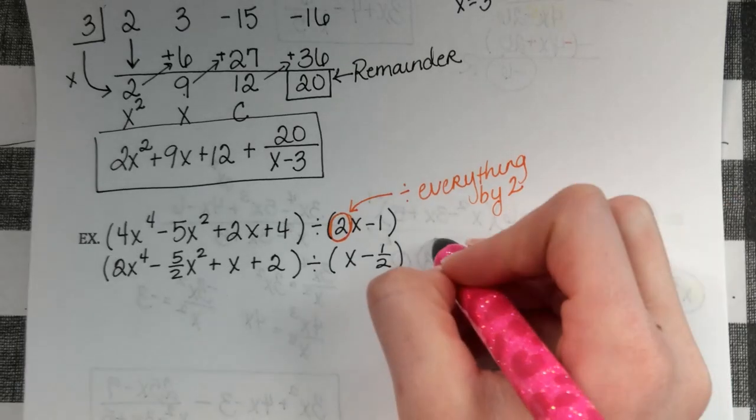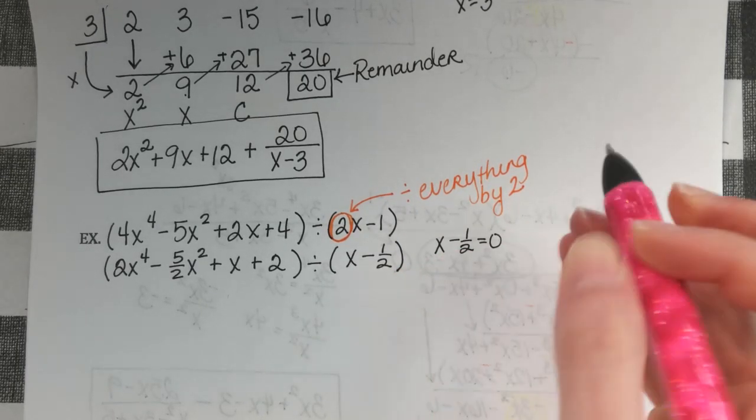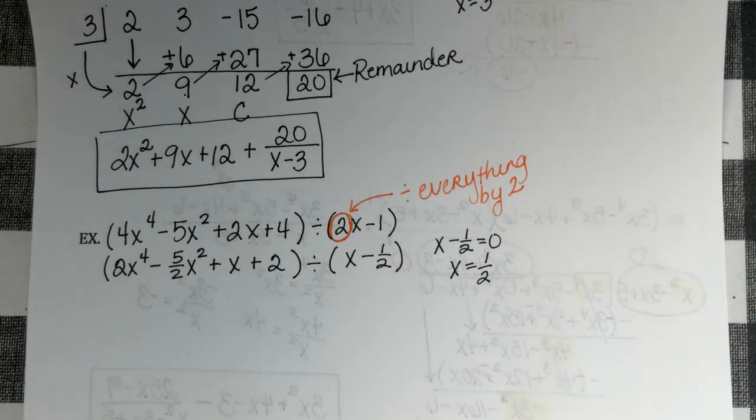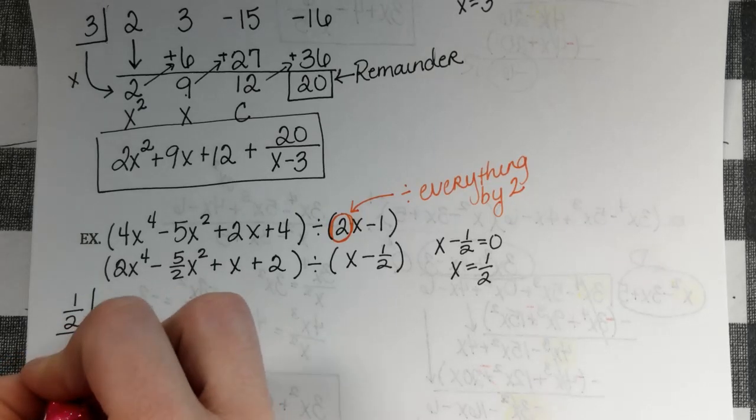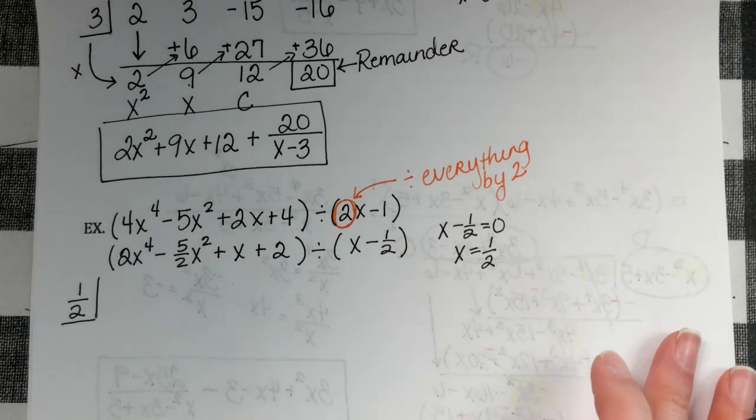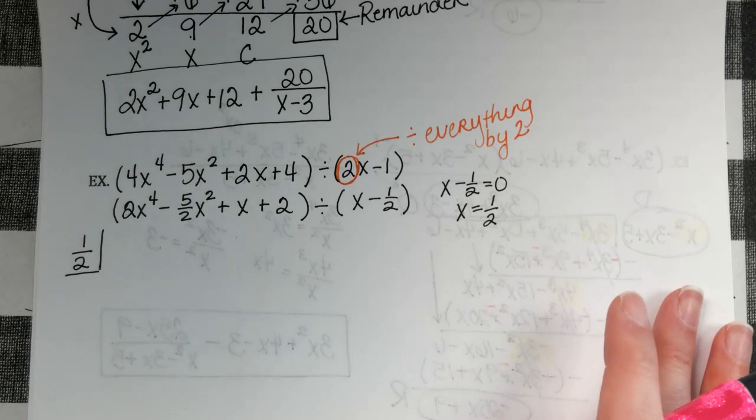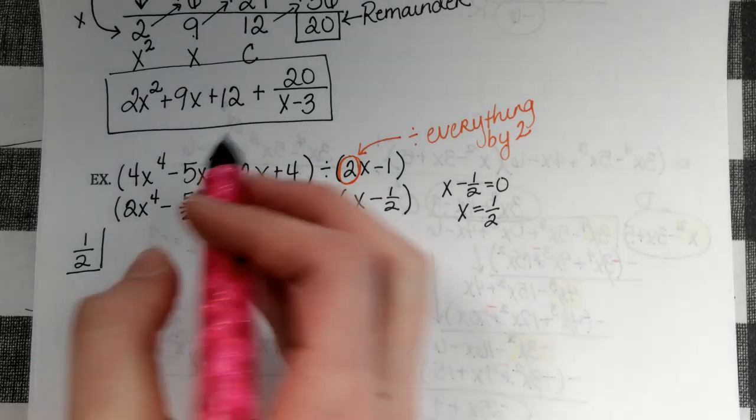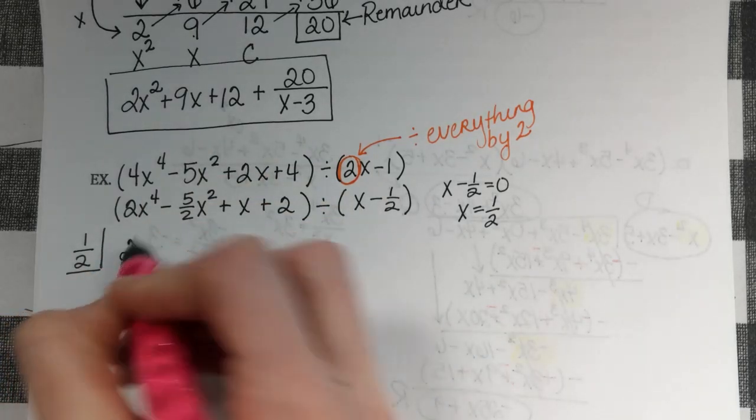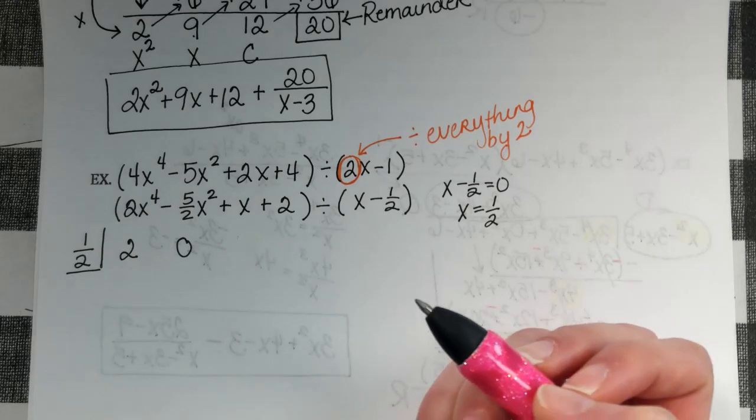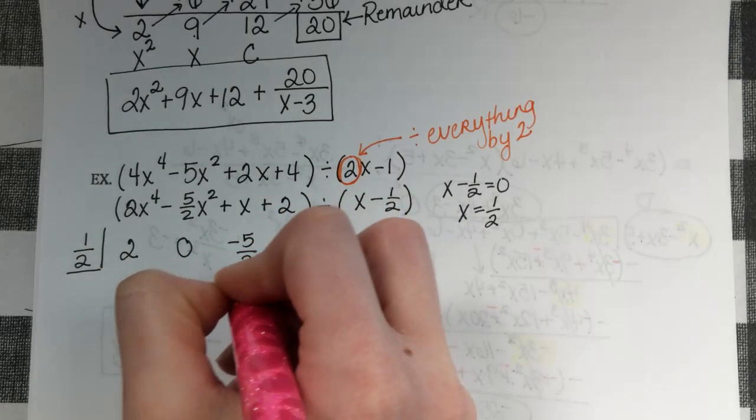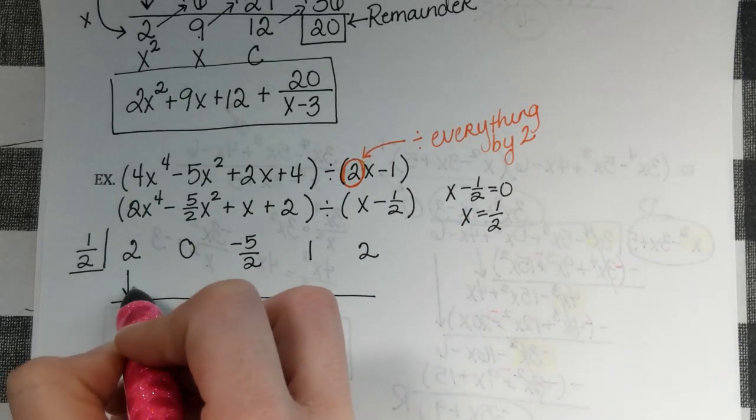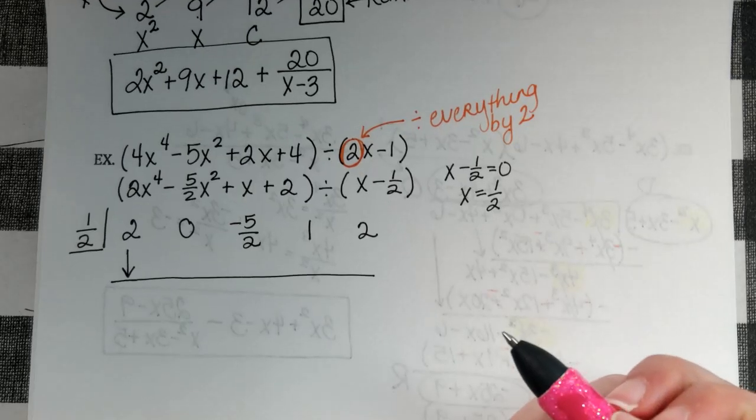Then you're able to set that divisor, x minus 1 half, equal to 0. Add your 1 half, x equals 1 half. So that 1 half is what goes over to the side in its little cubby. And when I look at my dividend, what should you notice? You're missing x cubed. So when I line up my coefficients, I'm going to have 2 for the x to the 4th, but I need to put my 0 for x cubed. Then my negative 5 halves, my 1, and my 2. And then you're able to start your division.